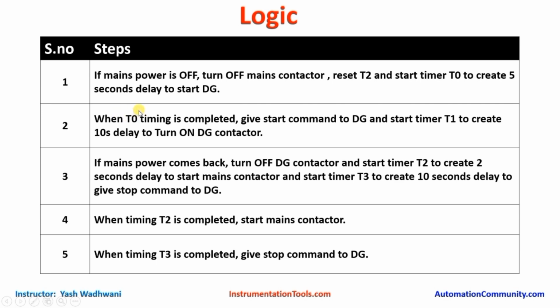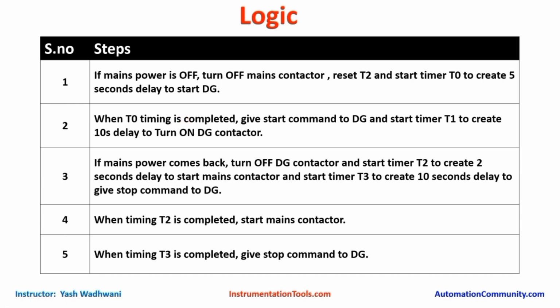Now when T0 completes its timing, it should give the start command to the DG and also start timer T1. This timer will count up to 10 seconds, and after 10 seconds it will turn on the DG contactor. As discussed earlier, we will wait for the DG to pick up its full speed. So here we have assumed that it will take 10 seconds to pick up full speed. So this T1 timer is the timer for turning on the contactor. T0 is the timer to turn on the DG itself. So these two steps are for starting the DG and the DG contactor.